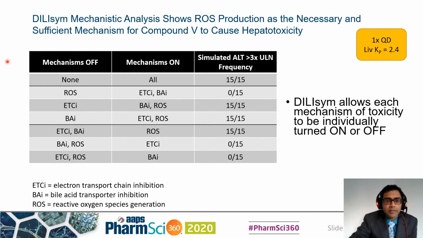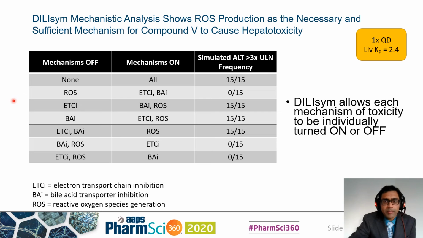One of the large benefits of in silico modeling, especially with DILIsym, is the ability to turn mechanisms of injury on and off. This compound, as we saw earlier, unfortunately had signals for all three mechanisms of potential hepatotoxicity. It inhibited the electron transport chain, it produced reactive oxygen species, and it inhibited the bile acid transporters. So it can be very helpful to understand which of those mechanisms is playing the most important role, or which pair of them, so as to then take steps towards potential mitigation efforts.